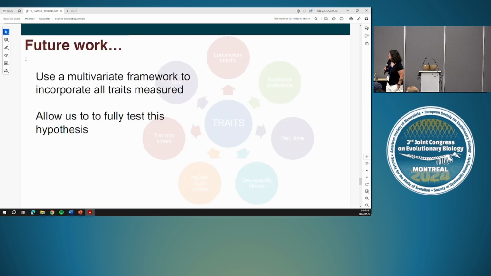And so just to start summing things up for the future work, we really want to use a multivariate framework to incorporate all the different traits. So those PCAs that I've been showing you, we really want to incorporate all these traits into one big analysis that I have yet to know how to do. So I'm hoping any QuantGen people will love to do this work and collaborate. This will allow us to fully test this hypothesis. So I really want to say that across all the traits that we've measured, we find signatures of mother's curse. And then I might be a little bit more convinced that mother's curse might be real.